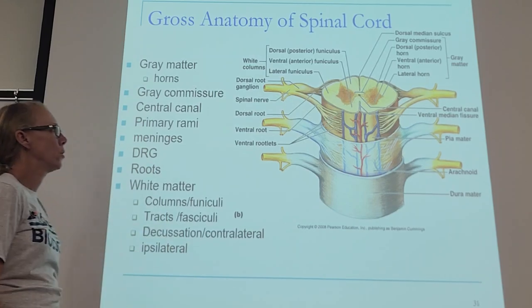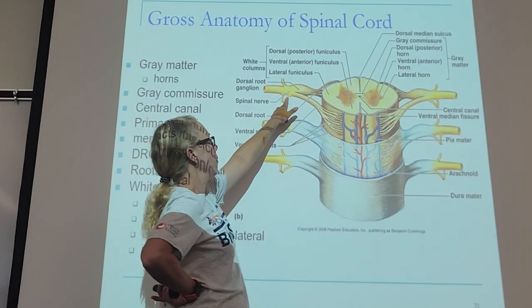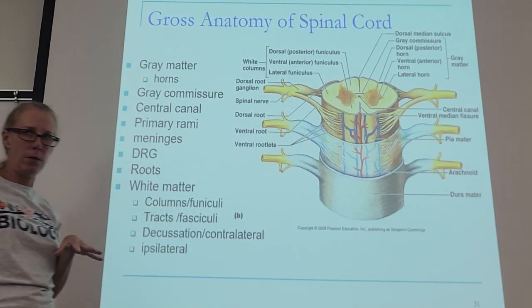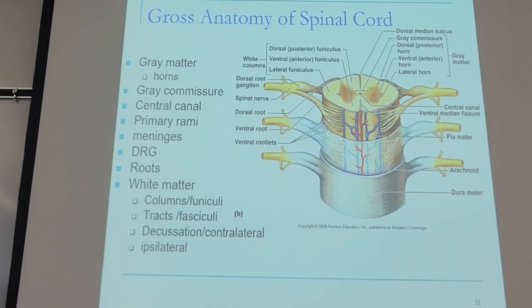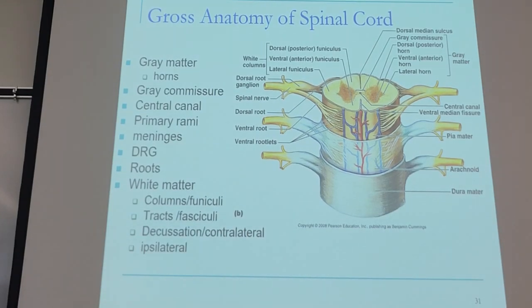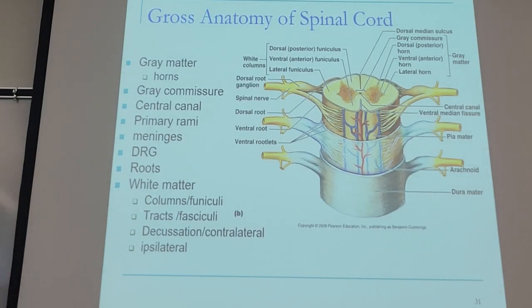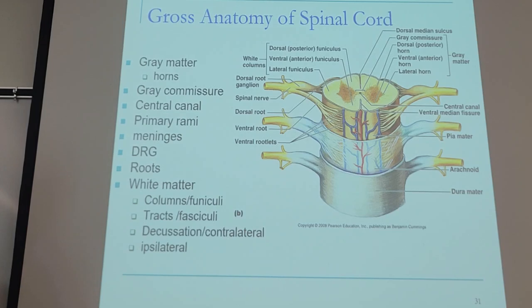So rami, if we're talking about primary rami, are defined as the first branches off of the spinal nerve, not the roots. The first branches off the spinal nerve are called primary rami. And we'll really get into rami in the autonomic nervous system, but for now we're just going to take a back seat. So that's rami, the only new thing here.